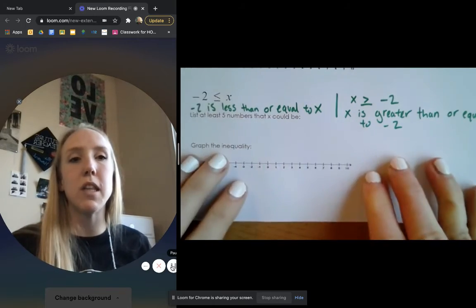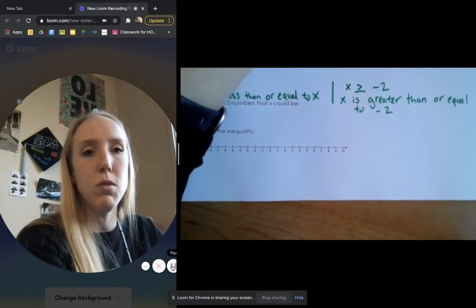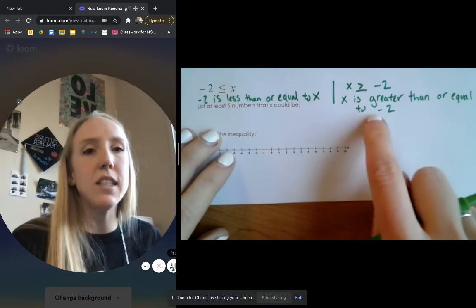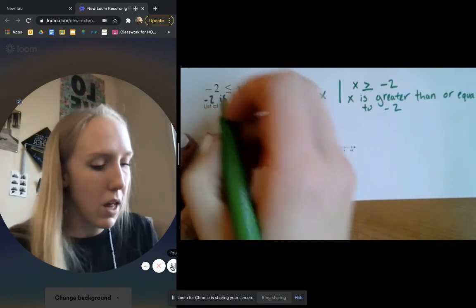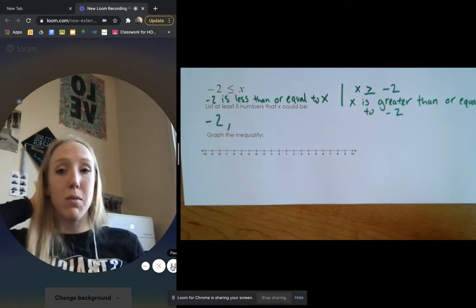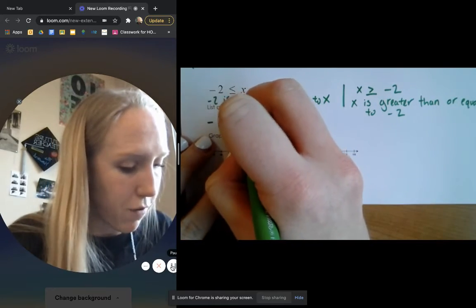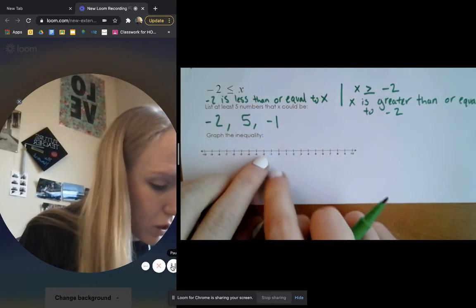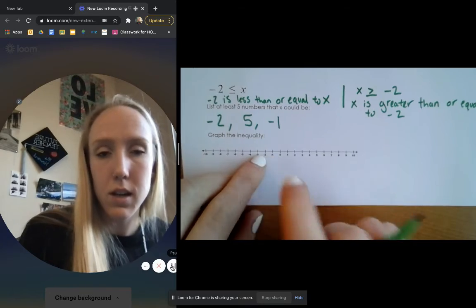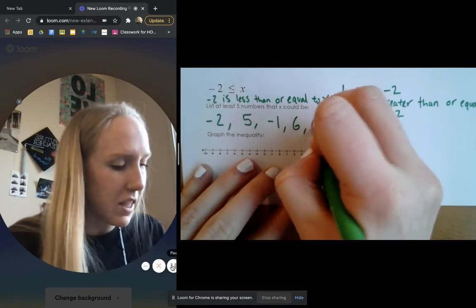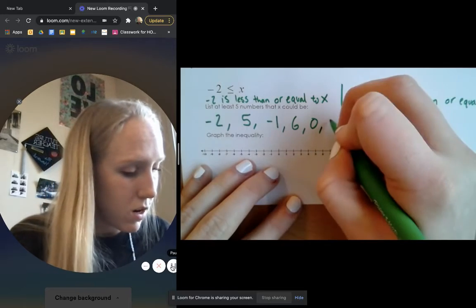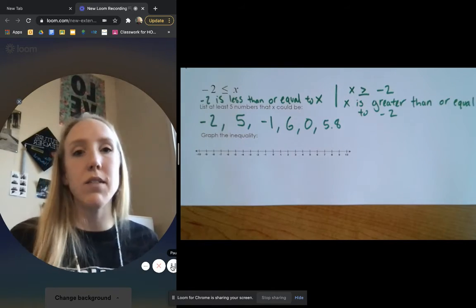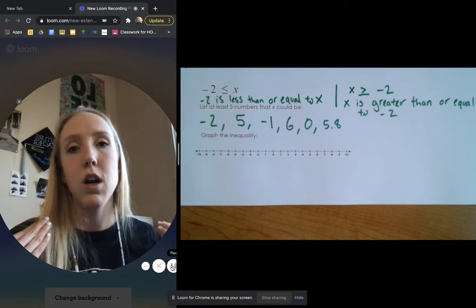So now we got to think about numbers that could make that true. All right. So what could x be? If x is greater than or equal to negative 2, well, it could equal negative 2. Now we've got to think of numbers that are greater than negative 2. 5 is greater than negative 2. Negative 1 is greater than negative 2 because here's negative 2 and here's negative 1. 6, 0 is greater than negative 2. 5.8 is greater than negative 2. Lots of numbers. You can come up with an infinite amount of numbers that are greater than negative 2.